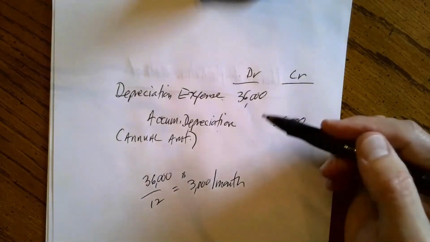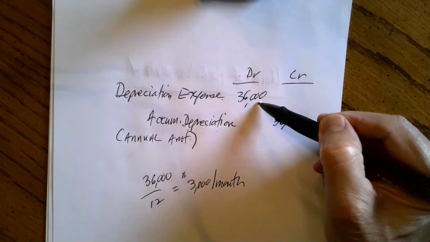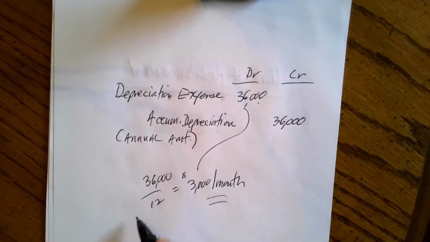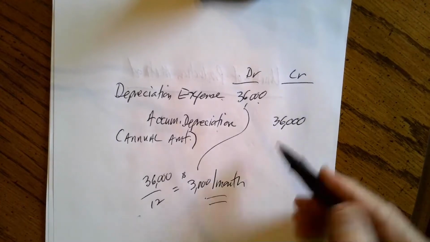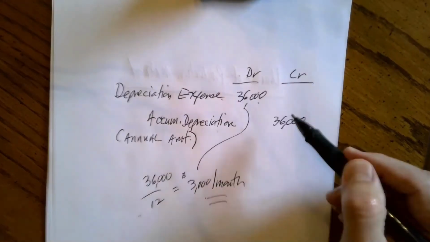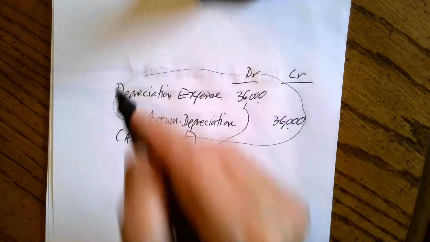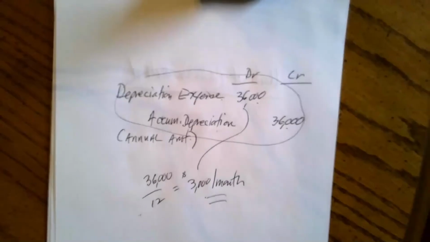In the previous example, I used $36,000 as the annual depreciation expense. Companies will typically record that each month. So every month, $3,000, this entry: debit depreciation expense, credit accumulated depreciation. This is the annual amount for the previous asset I showed as an example.